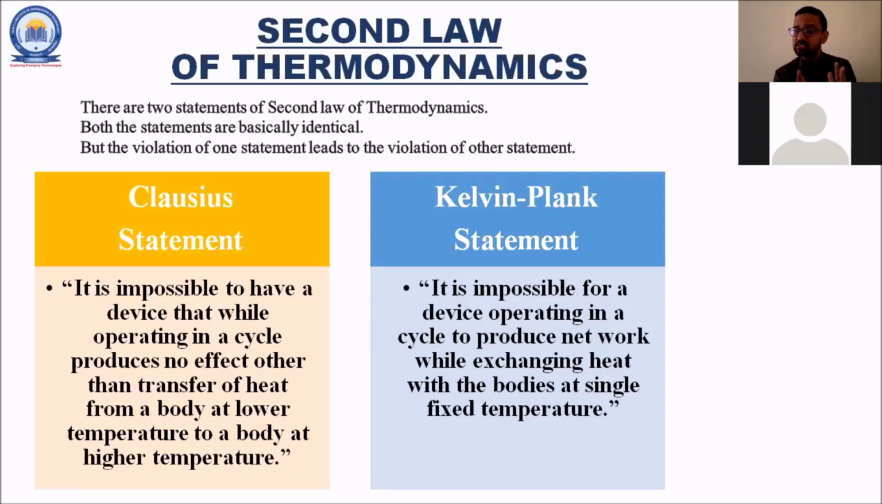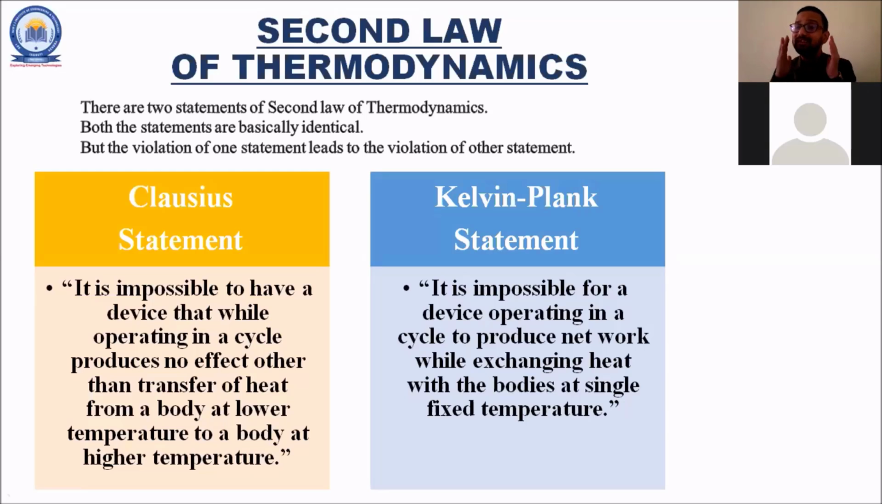First I will discuss in detail the Clausius statement. So let us start to understand the Clausius statement. The Clausius statement states that it is impossible. I am repeating this term, it is impossible. That means it is never possible. The Clausius statement states that it is impossible to have a device that, while operating in a cycle, produces no effect other than the transfer of heat from a body at lower temperature to a body at higher temperature.